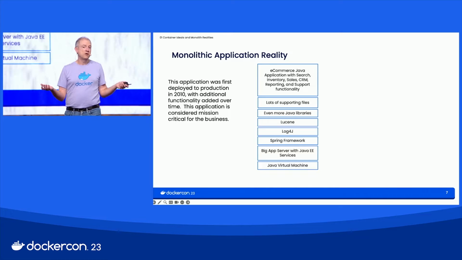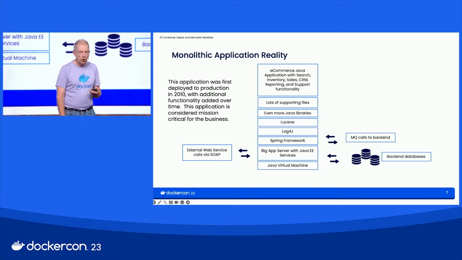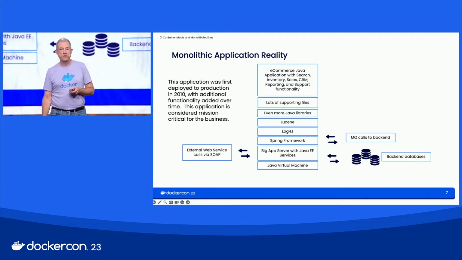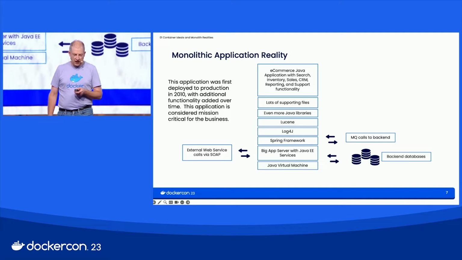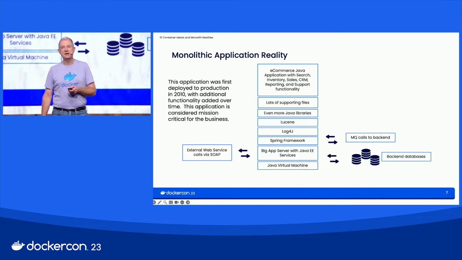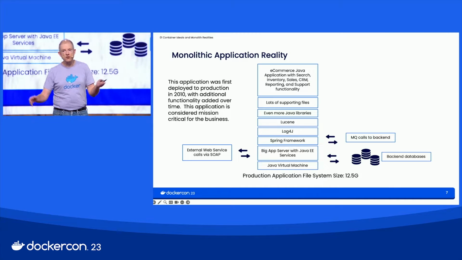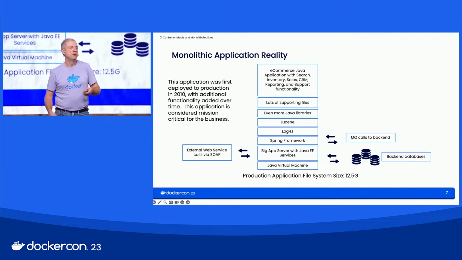So because this is an enterprise application, of course, we have to integrate with things. So we have external web services called via SOAP. We have MQ calls to the back end. And we have multiple back-end databases that we're talking to. So all told, this application is 12.5 gigs sitting on the file system. So here's our application. We've been told, figure it out.